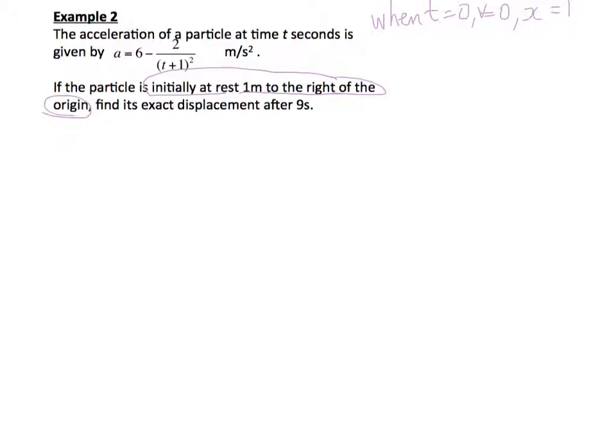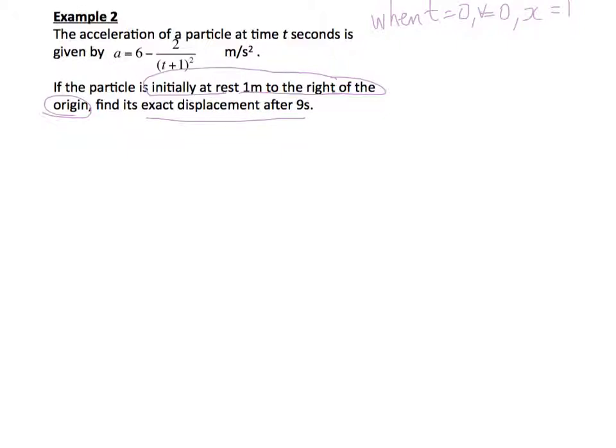Find its exact displacement after 9 seconds. So we're given acceleration, and we need to find the displacement. So first we have to go from acceleration to velocity, then we'll go from velocity to displacement. Then we'll sub in t equals 9. So this is our expression for the acceleration.